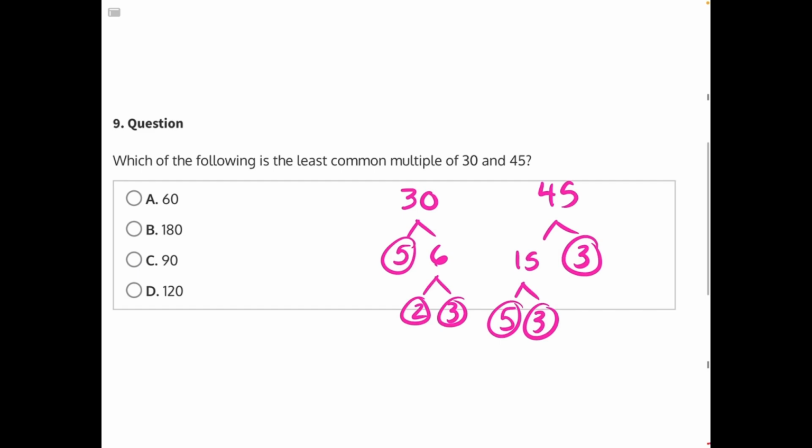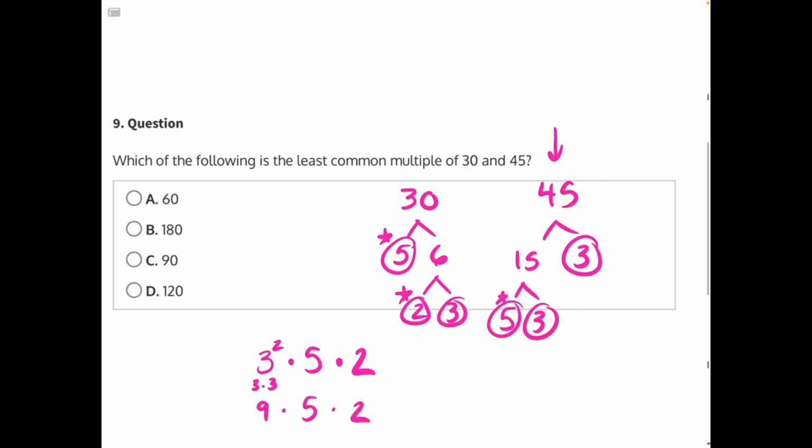within their tree. In the 45 tree, 3 appears twice, so we will have 3 to the second power. 5 only appears once in either tree, so we will multiply that by 5 without an exponent, and 2 only appears once in either tree, so times 2 without any exponent. 3 times 3, 3 squared is 9, times 5 times 2 will give us our least common multiple.